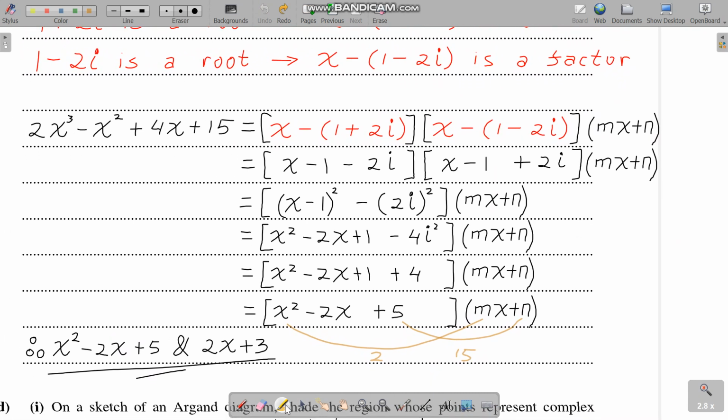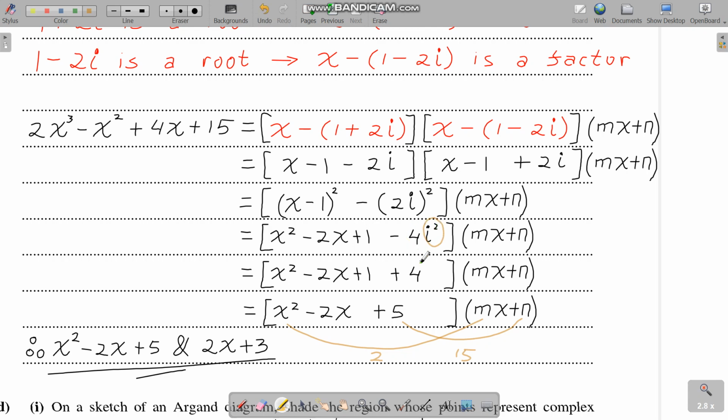So to multiply here, just open up the brackets. Minus 1, minus 2i, minus 1 plus 2i, and if you just look at this form, this is actually a minus b, a plus b, the difference of two squares, and we get a squared minus b squared. This is a squared, this is b squared, and if we expand, we get x squared minus 2x plus 1, and this is 4i squared.